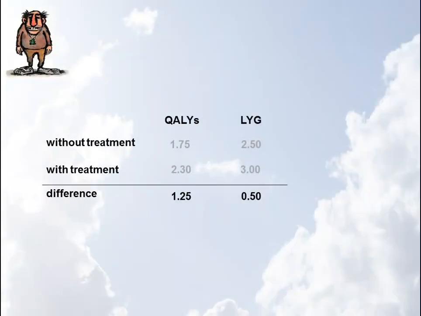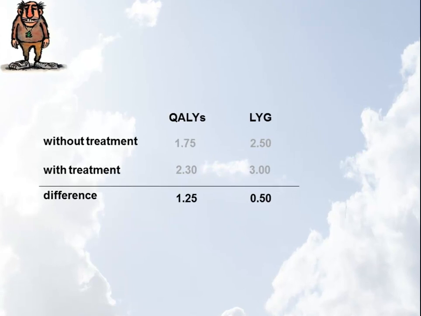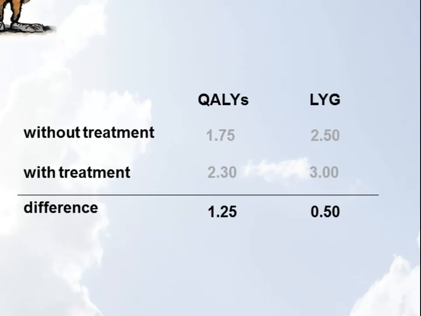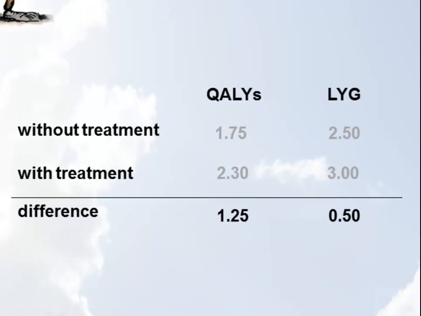Notice that the difference between treatment and no treatment is greater when quality of life is also taken into account. The treatment would only result in 0.5 additional life years, but 1.25 additional QALYs.